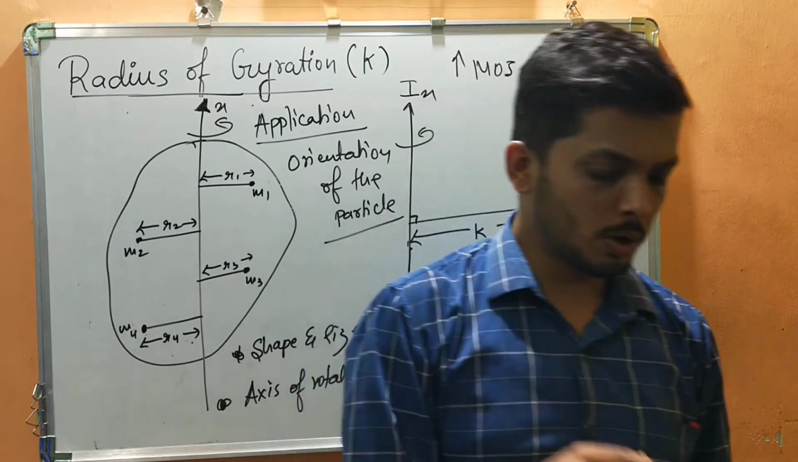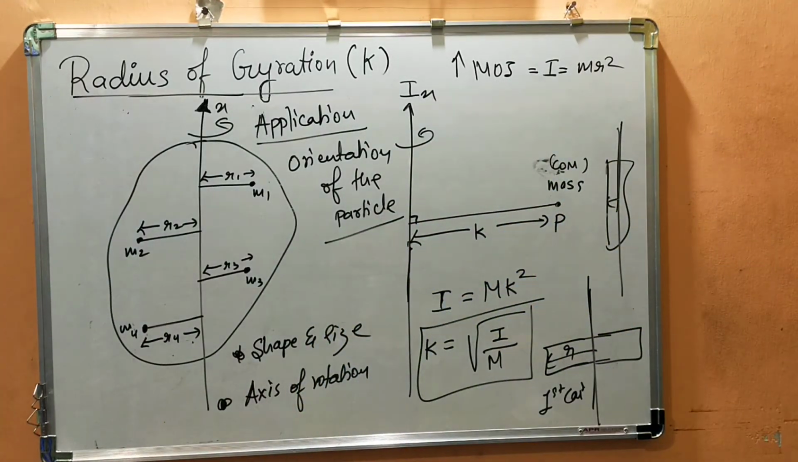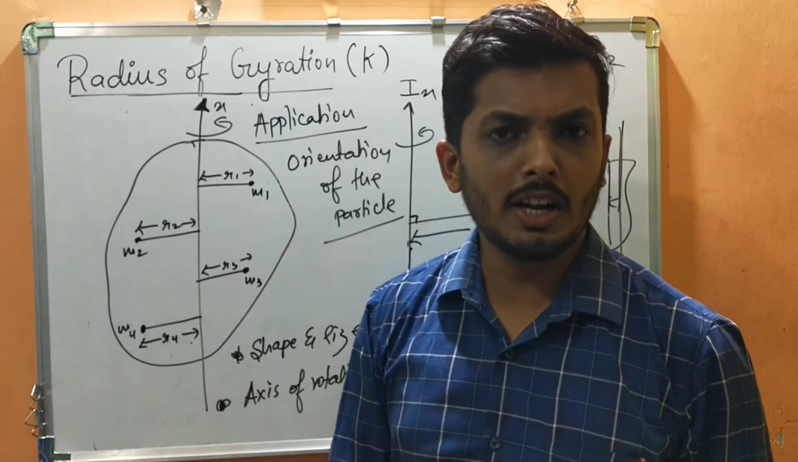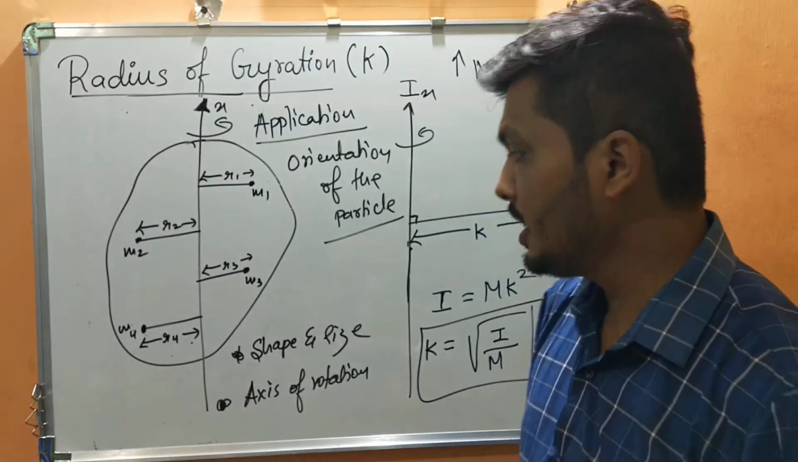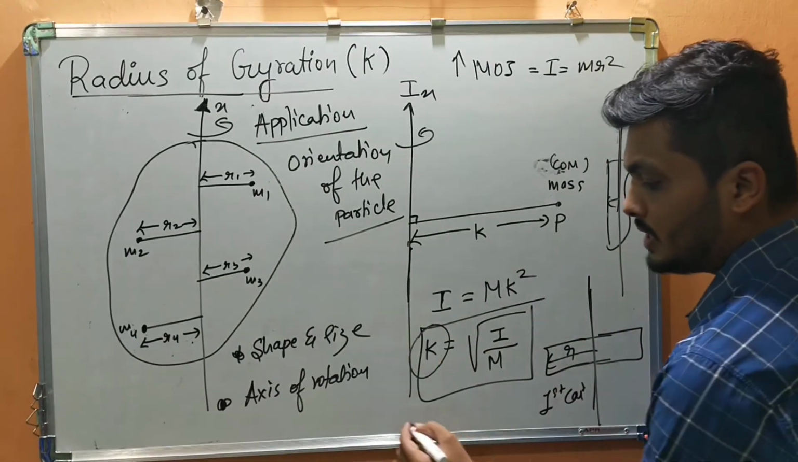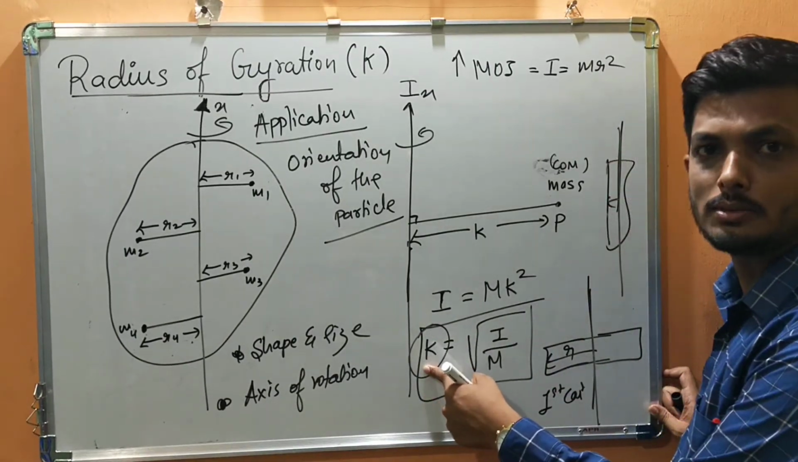Now you might ask one question: sir, then mass has nothing to do with the radius of gyration. Mass will definitely add something to the moment of inertia, right? But please understand, this K value is unaffected by the mass.